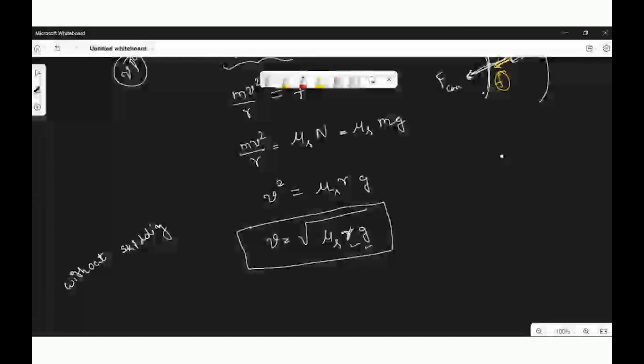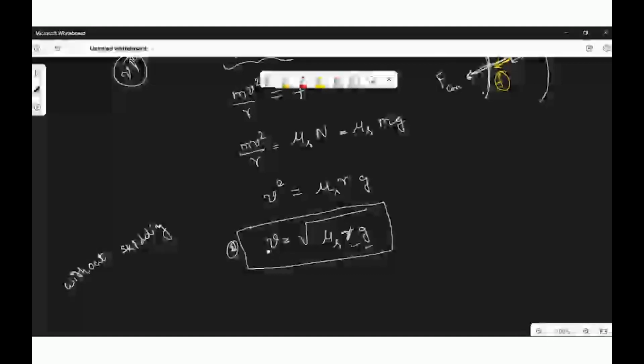So that means it's a high risk here. To avoid this, somehow we had to improve the speed, or we had to increase the value of the safe speed. For that, what we do is go for banking of the road.